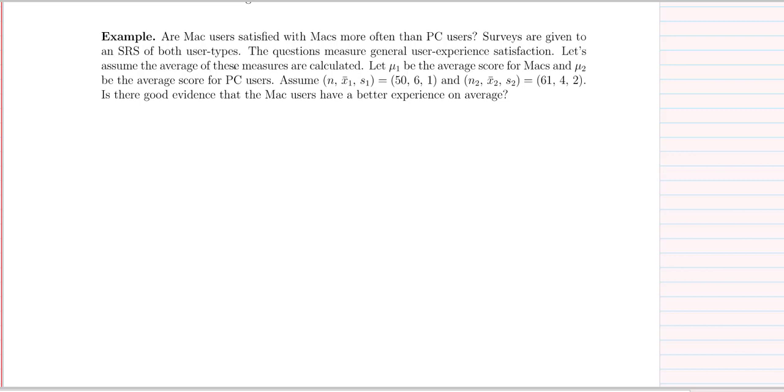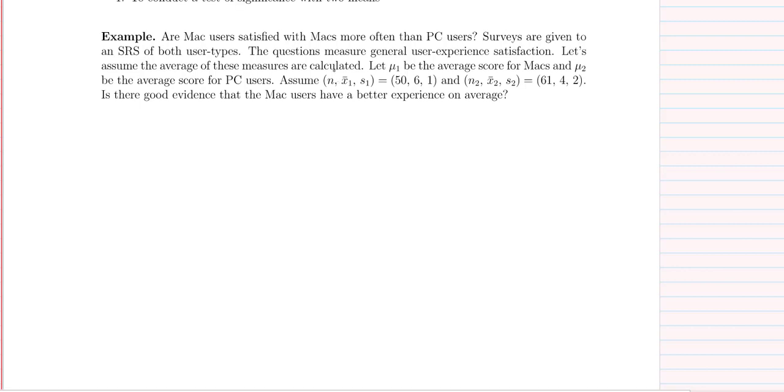Let's assume the average of these measures are calculated. Let mu1 be the average score for Mac users, and mu2 be the average score for PC users. So we have two samples. Sample 1 is size 50, and sample 2 is size 61. We have an average score from our Mac people of 6, and standard deviation is 1. And for our PC users, average score is 4, and standard deviation is 2.